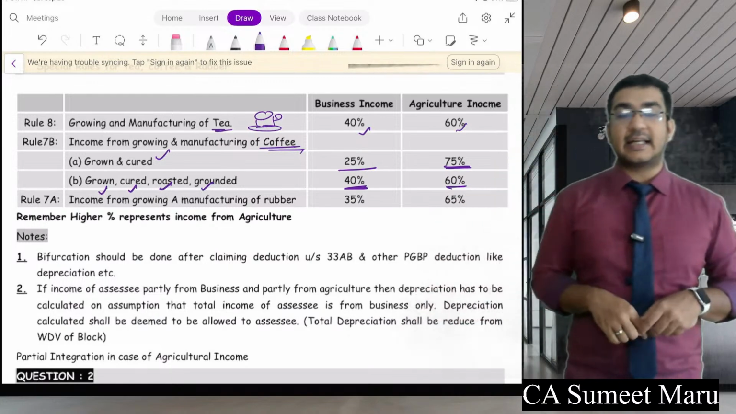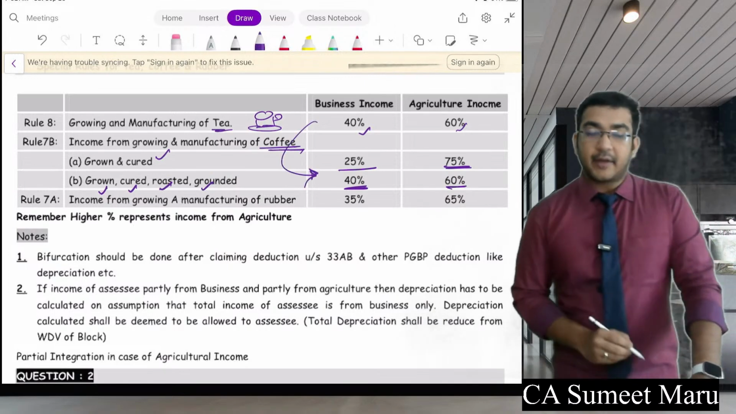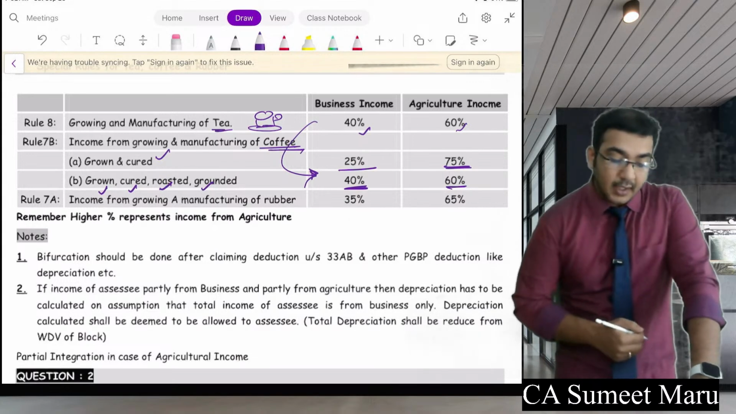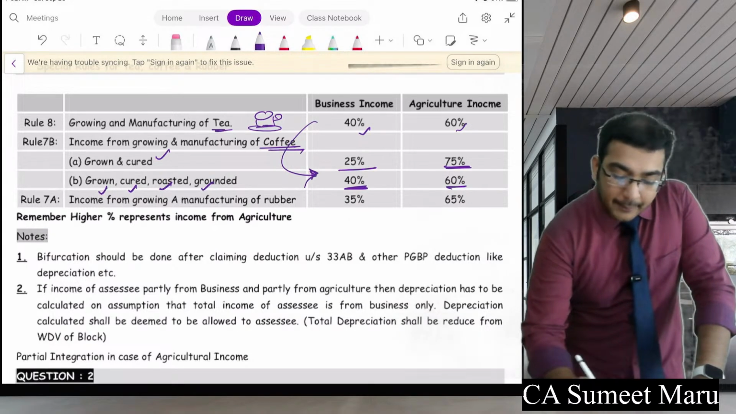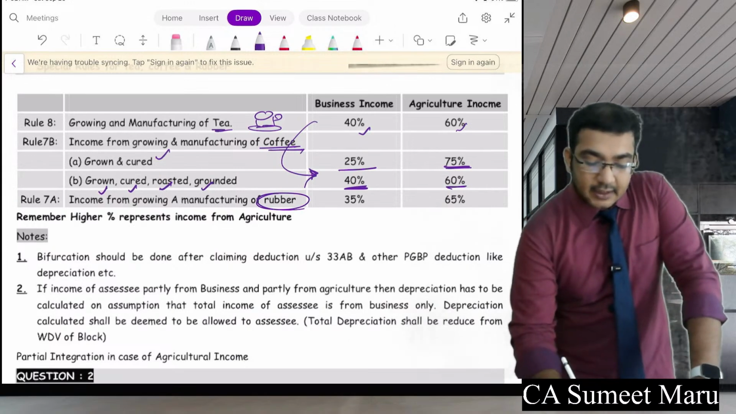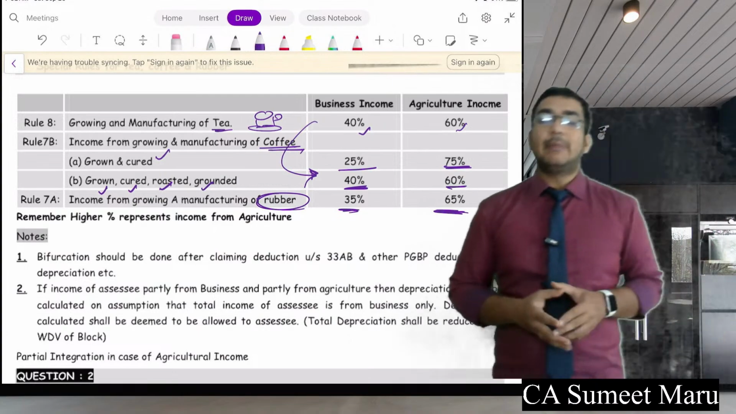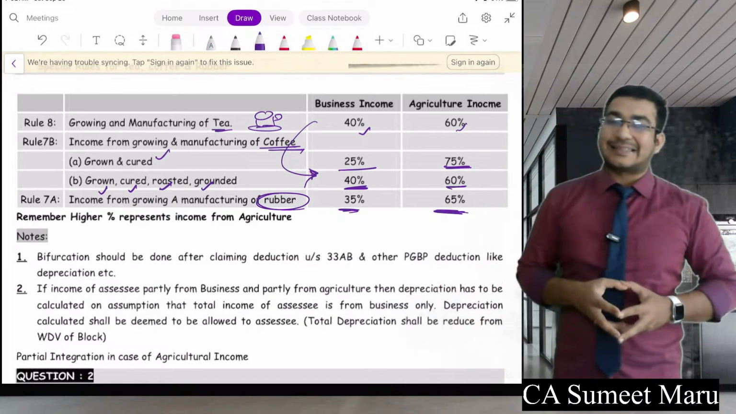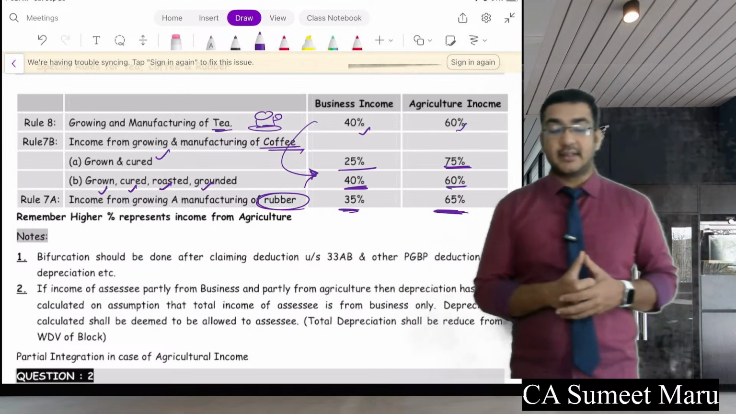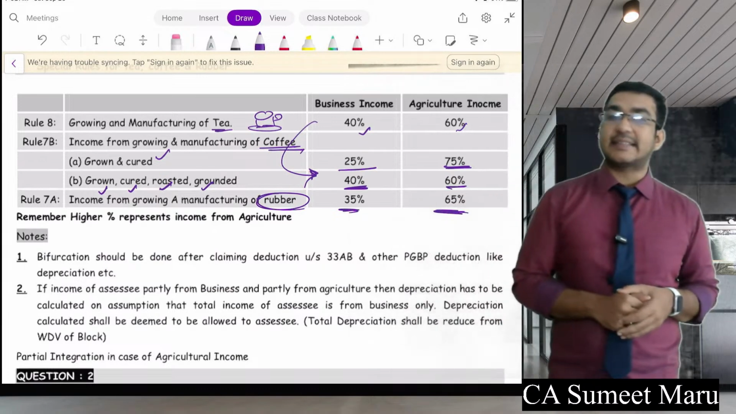Okay, in that case the agriculture income would be just like tea, coffee. But if the coffee is in a very raw form, in that case it is 25/75. Last, income from growing and manufacturing of rubber. In case of rubber, the business income is 35% and agriculture income is 65%. So you can simply remember tea, coffee 40/60. But if coffee is only ground and cured, in that case it is 75/25, and the last one, in case of rubber, is 35/65.